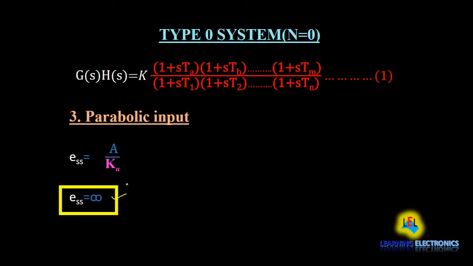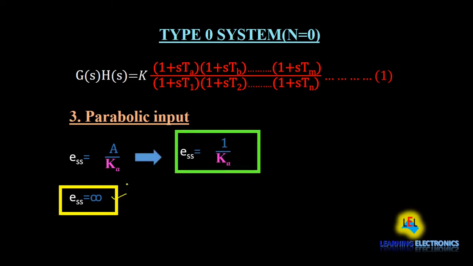If a unit parabolic signal is applied, then the steady state error is equal to 1 upon Ka. So for a type 0 system, when a parabolic input is applied, the steady state error is again equal to infinite. When a unit parabolic input is applied, the steady state error is again equal to infinite.